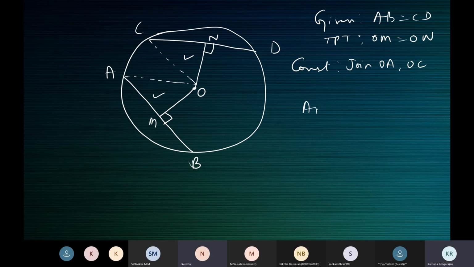Perfect. AB is equal to CD because it's given. Chords are equal, so half of AB will be equal to half of CD. And by the theorem, we know that the perpendicular from the center to the chord bisects the chord. So M is the midpoint of AB, and N is the midpoint of CD. OM is perpendicular to AB, so OM bisects AB. ON is perpendicular to CD, so by the theorem, ON bisects CD.